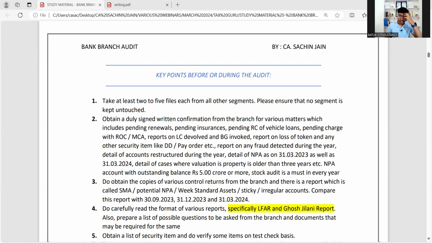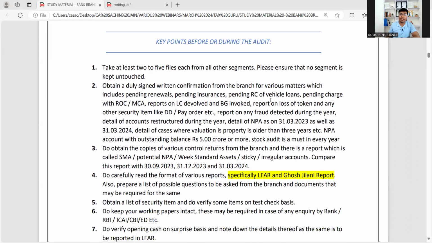Okay, so yesterday we started our discussion on the basics of bank branch audit: what type of documentation is required to conduct the bank branch audit smoothly, how we can prepare the audit program, and we also covered the steps to conduct the bank branch audit in a specific way. Today also we are going to discuss certain important points to conduct the bank branch audit in a very smooth and specific way.